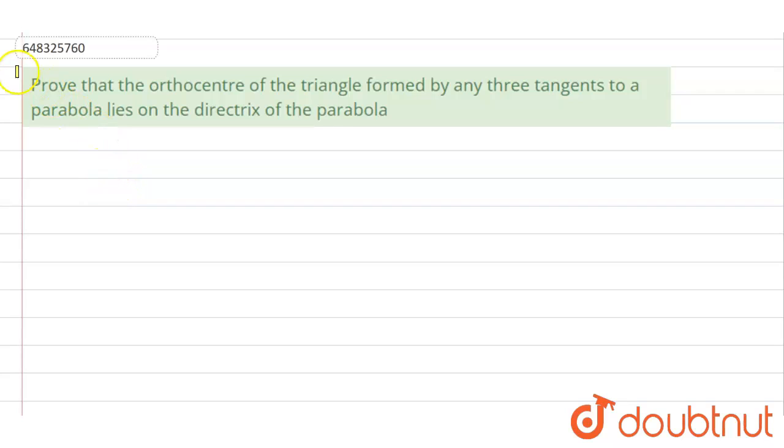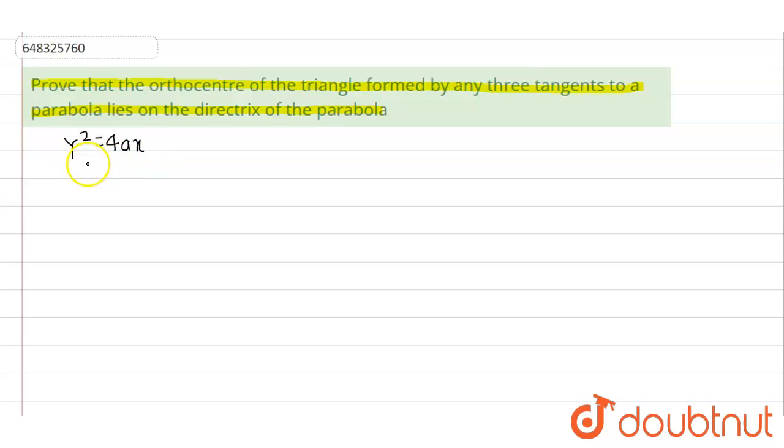Hello everyone, let's start the question. The question says: prove that the orthocenter of the triangle formed by any three tangents to a parabola lies on the directrix of the parabola. Okay, so first let the equation of the parabola be y squared equals 4ax.